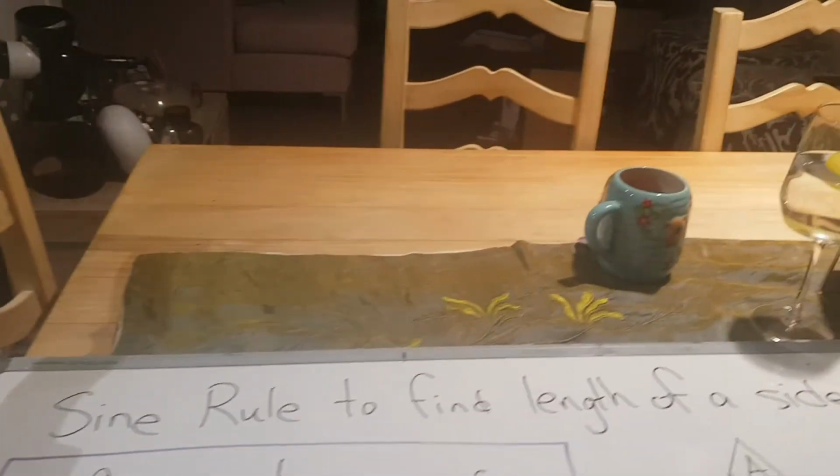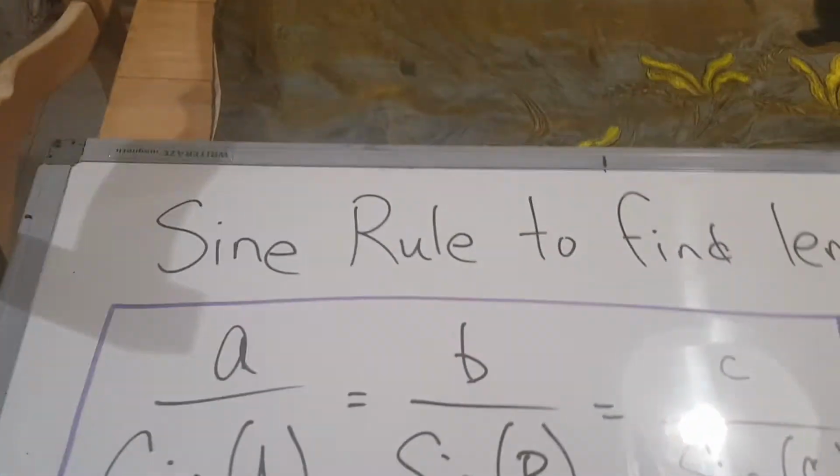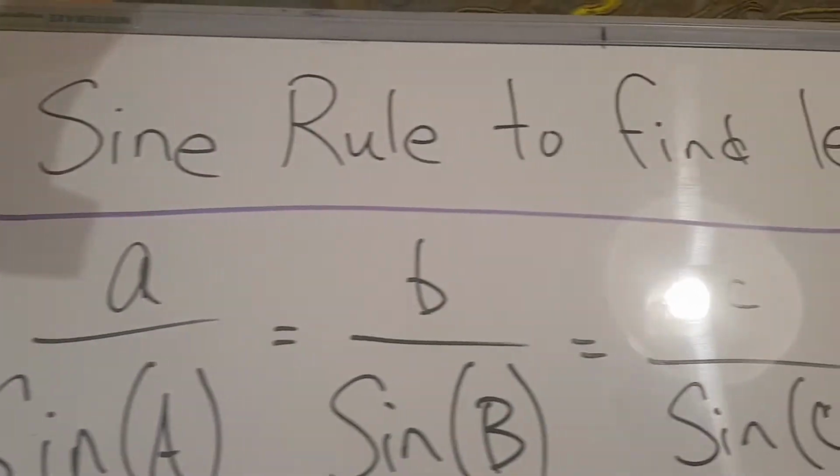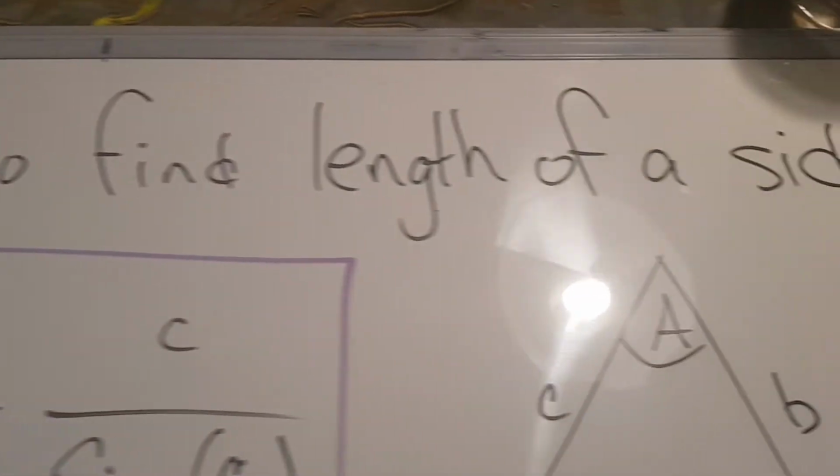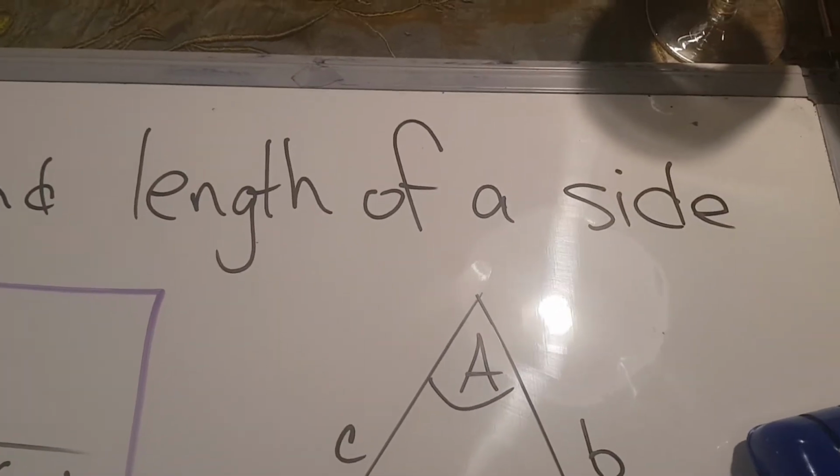Kia ora, everybody, and welcome to this lesson where we are going to be talking about using the sine rule to find the length of an unknown side in a triangle.